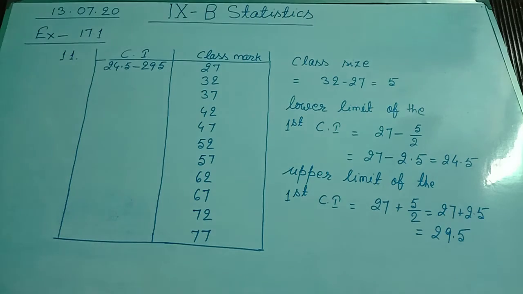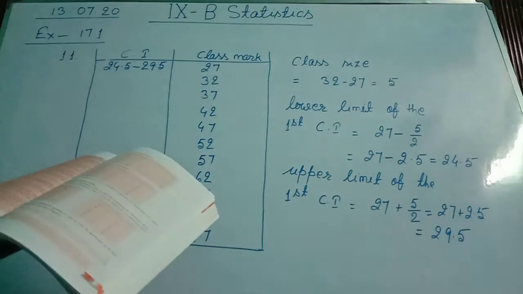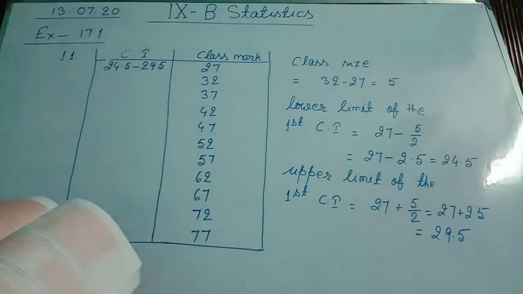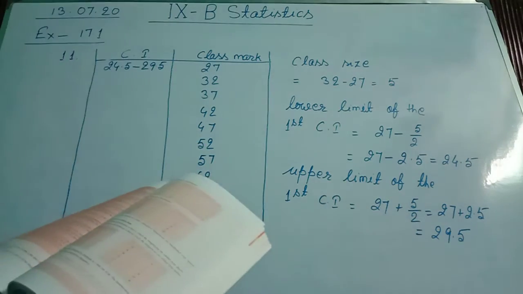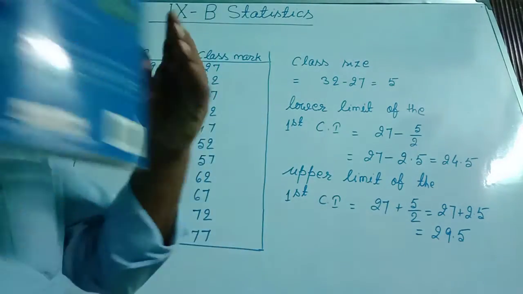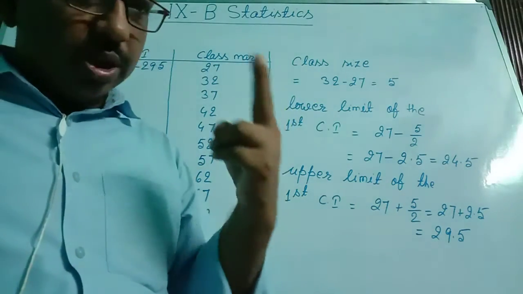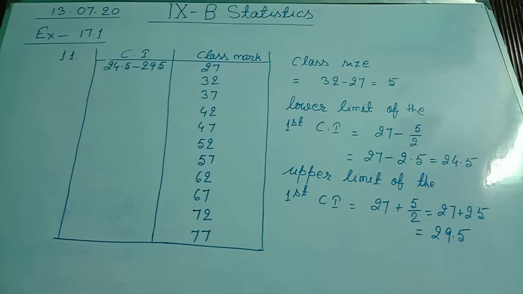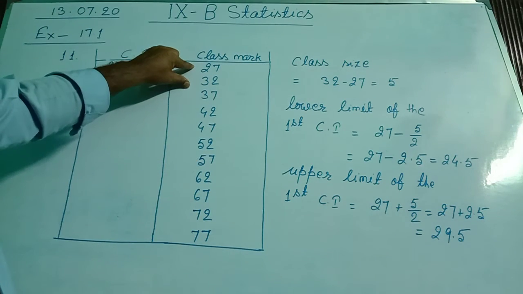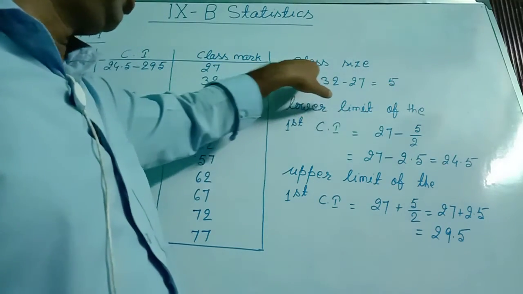In question number 11, class marks are given. Those are 27, 32, 37, 42, 47, 52, 57 and so on. We are asked to find class size and true class limits. Class size will be the difference between any two consecutive class marks. Any two consecutive class marks you can take from this table. I have used the first two. So 32 minus 27 is equal to 5. Class size became 5.